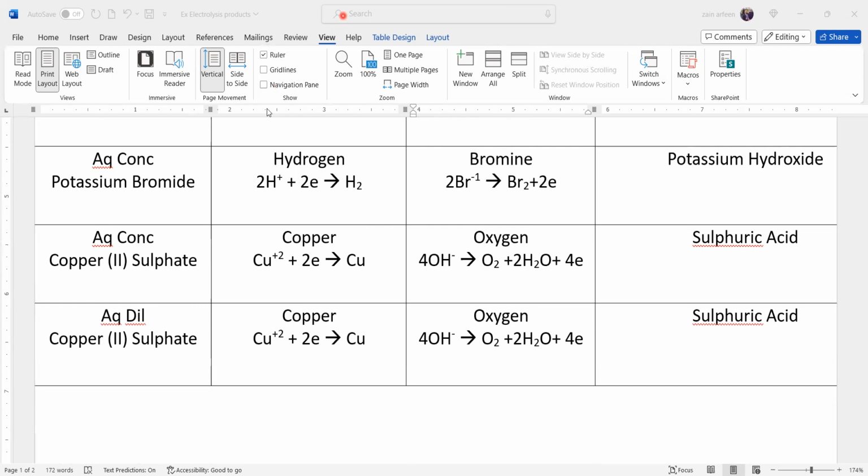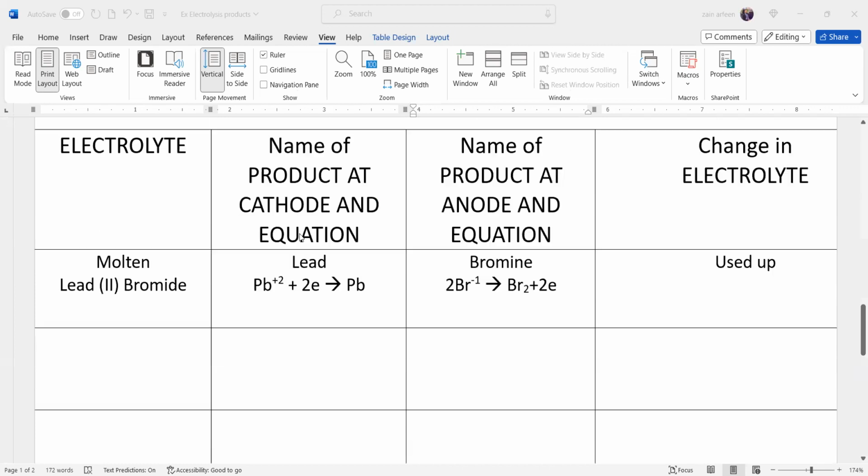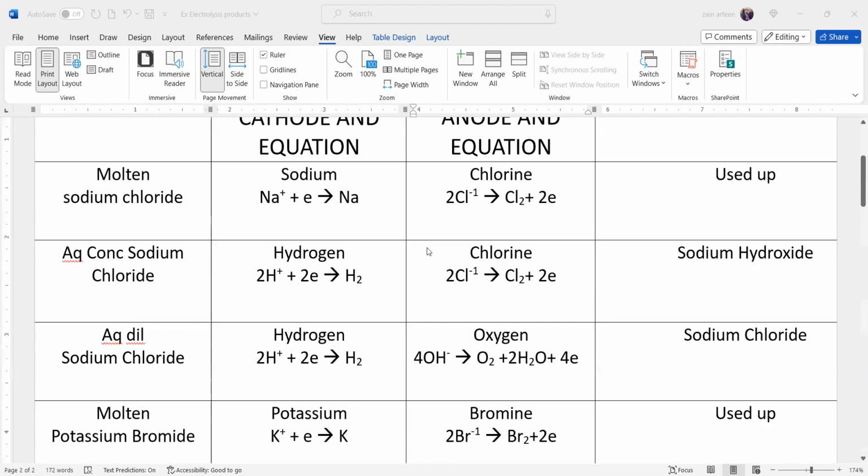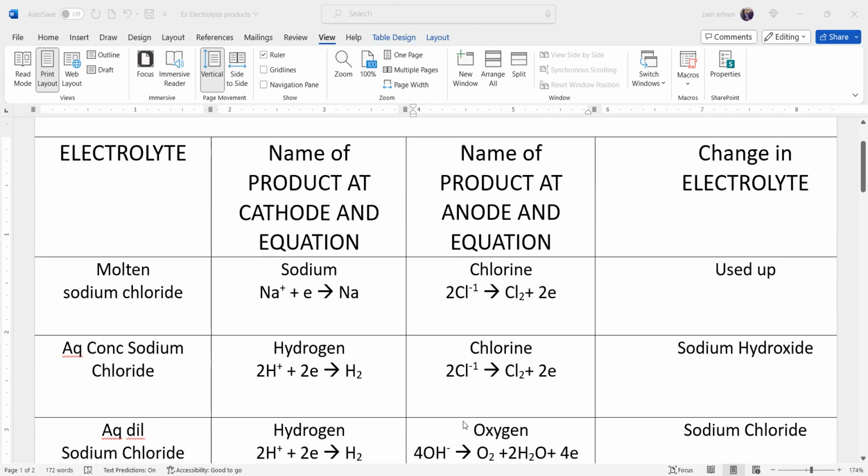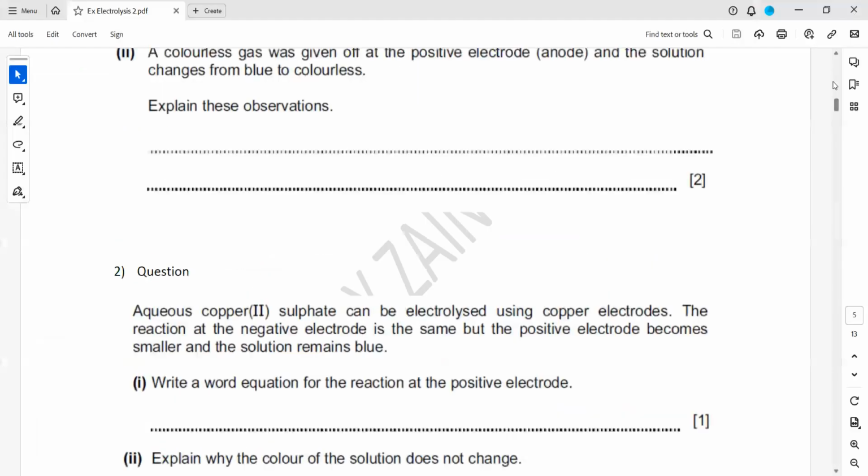If we have aqueous concentrated or dilute sulfuric acid, or aqueous concentrated or dilute copper sulfate solution, it won't make a difference to the product because the copper ions are less reactive, so they will move towards the negative electrode. And the hydroxide ion, whether more or less, because the other ion, sulfate, does not discharge. And again, lead(II) bromide is there, so the lead ion will move and the bromide ion will move. So this was about electrolysis, some questions related to the topic.